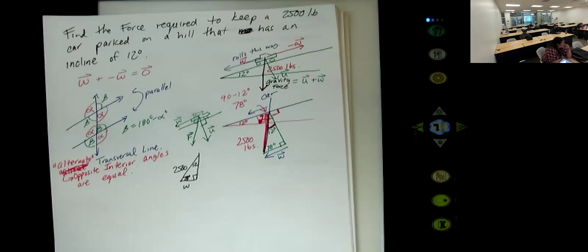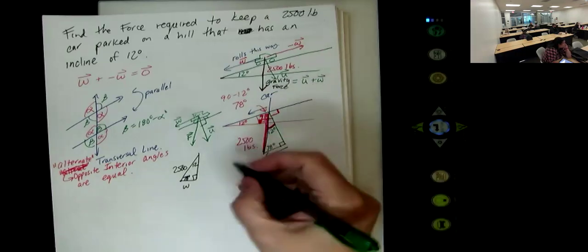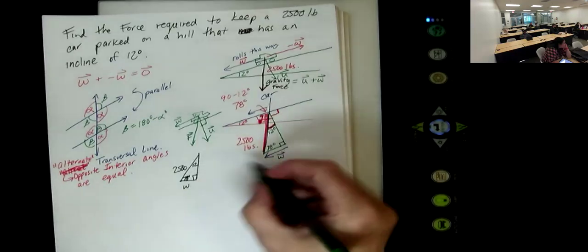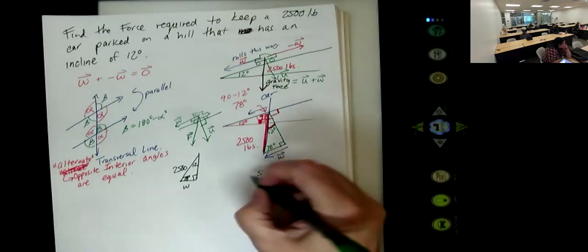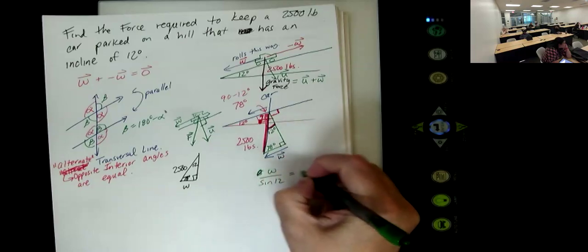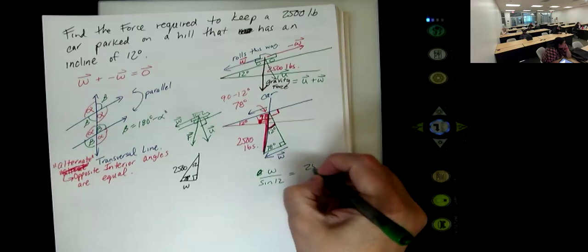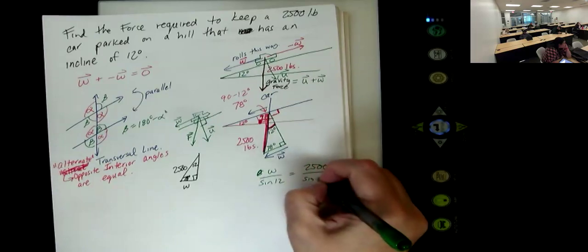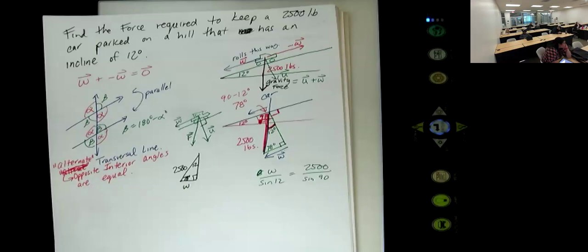You do law of sines, please. I could, but there's something even easier than that. The Pythagorean? Oh, no. It's just like SOHCAHTOA here. We could do law of sines here. Law of sines would be W over sine 12 equals 2,500 over sine 90. That does work.